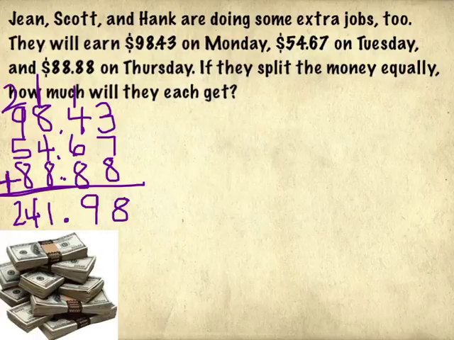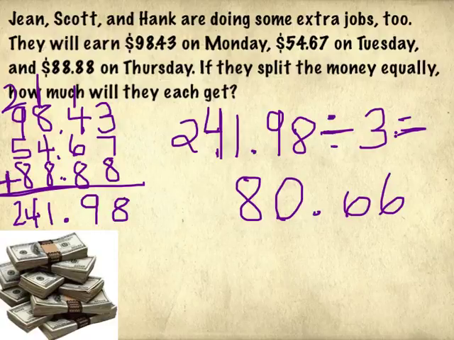So the first thing I'm going to do is add up all of their money, and I'll find out that they earned $241.98. And now I'm going to divide that into 3 so that they all get an equal amount of money. And I did that on my calculator, and I got $80.66. So they would each get $80.66.